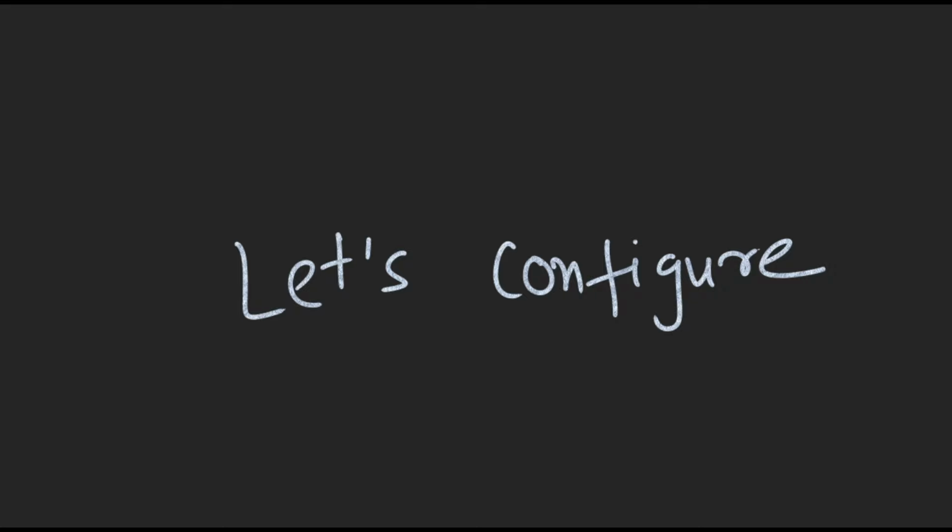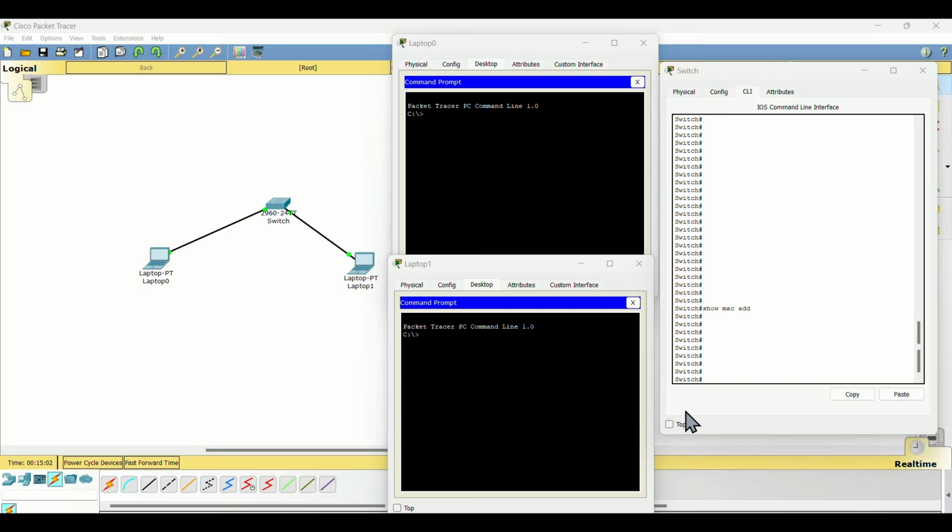So friends, we are inside our Cisco Packet Tracer simulation tool. Our topology is this. This is our switch and these are two laptops that are connected to the switch. I have opened the command prompt for laptop 0 and I will open the command prompt for laptop 1. This is the switch command line interface and let's see what is inside the MAC address table. So we will type show mac address-table.